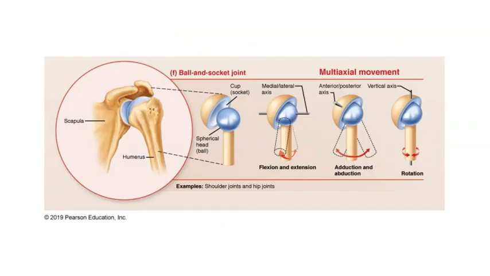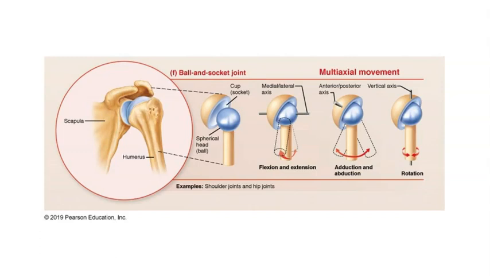So finally, the ball and socket joints in the body are all capable of multi-axial movement. There are two ball and socket joints in the human body. The first is the glenohumeral joint at the shoulder, where the humerus meets the glenoid cavity of the scapula. And the second ball and socket joint is at the coxal joint, which is also called the hip joint. And this is where the head of the femur fits into the acetabulum on the hip bones.